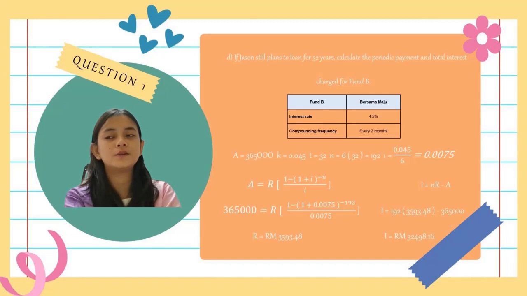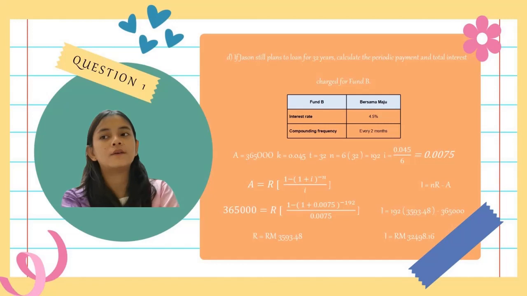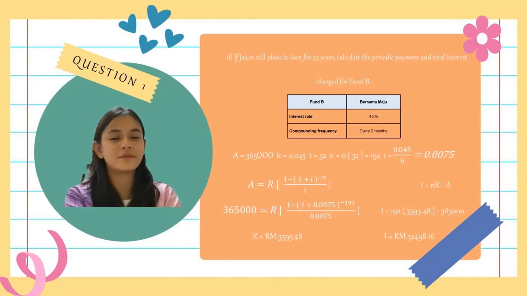The formula that will be used is A equals R open bracket 1 minus open bracket 1 plus I close bracket power negative N over I close bracket. 365,000 equals R open bracket 1 minus open bracket 1 plus 0.0075 close bracket power negative 192 over 0.0075 close bracket. And the answer for R is RM3,593 and 48 cents.